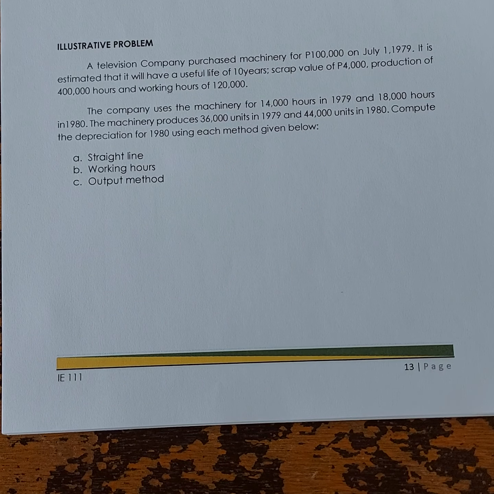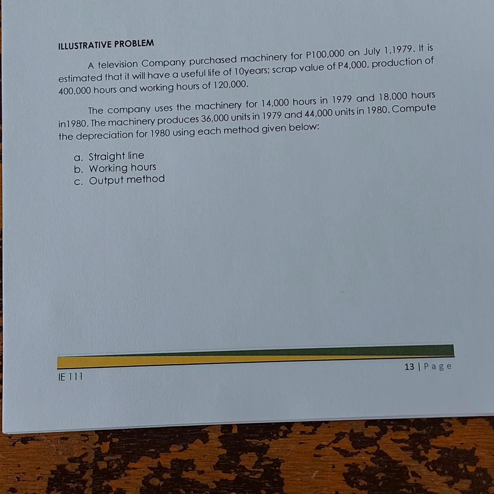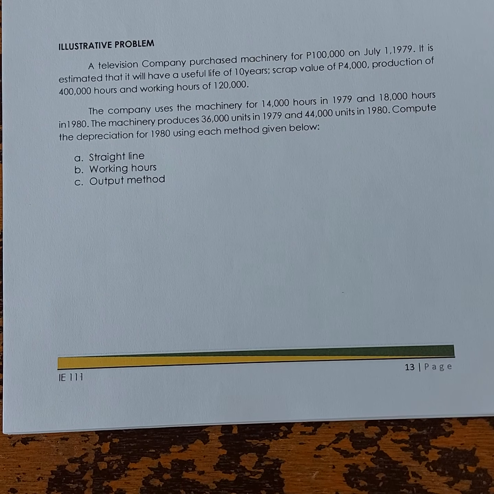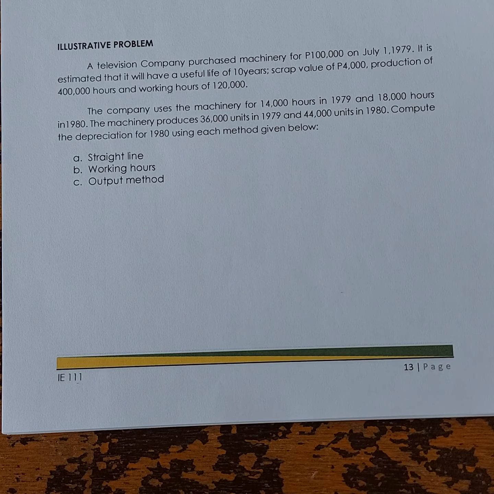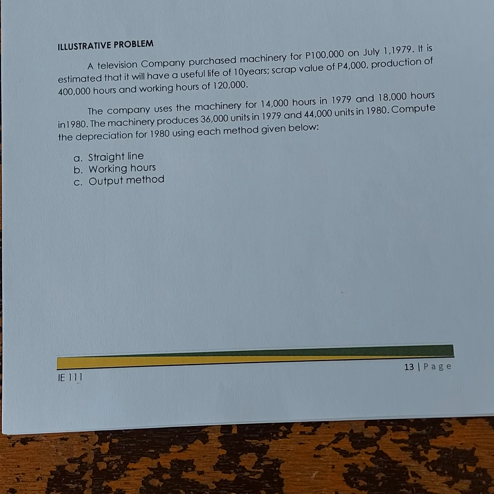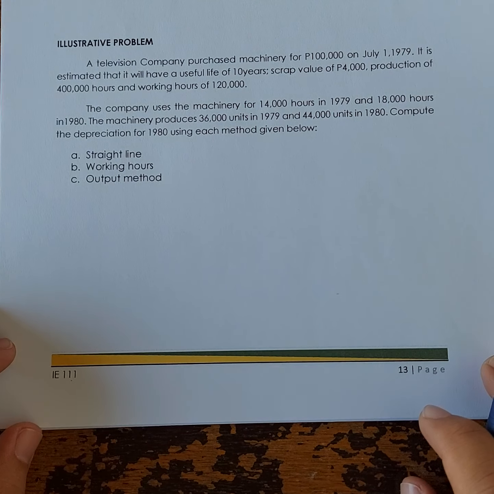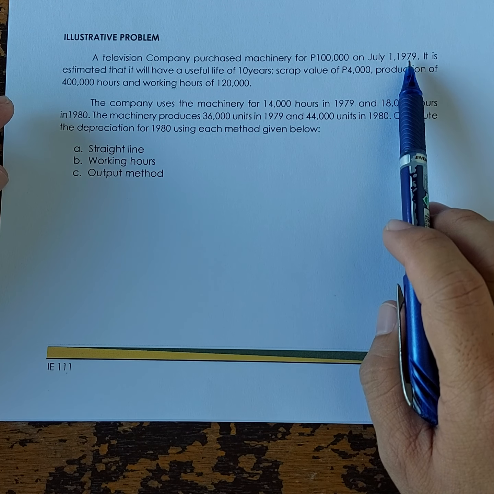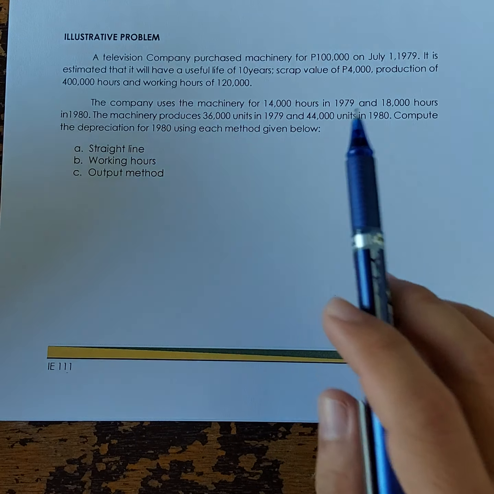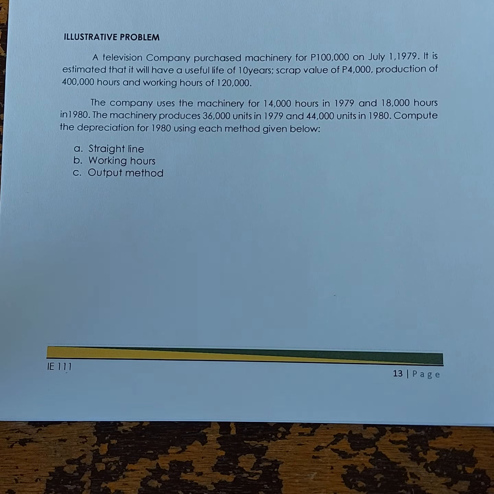Compute the depreciation for 1980 using each method given below. So we're going to use a straight line method, working hours method, service output in terms of working hours, and then service output in terms of output, number of units. Okay, so given 1 year lang ito. 1979 and then 1980. So after a year, ilan na kaya yung depreciation niya?